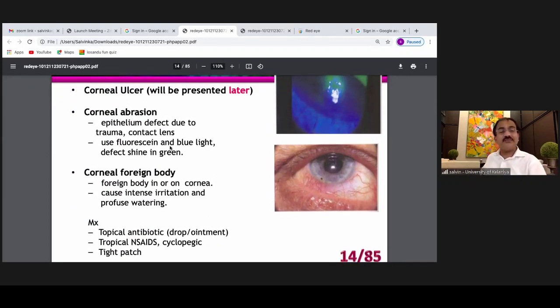Number one, we'll go in commonest order. If you get a foreign body, even you all have got it. If you get a foreign body onto the cornea, you get red eye because that causes inflammation, sort of an early ulcer. You can see it here in my lower picture.